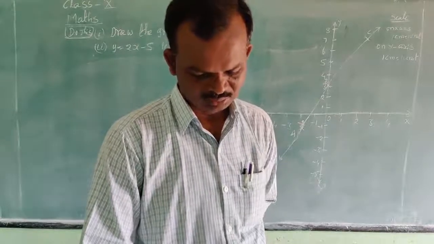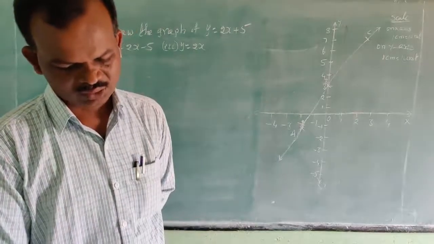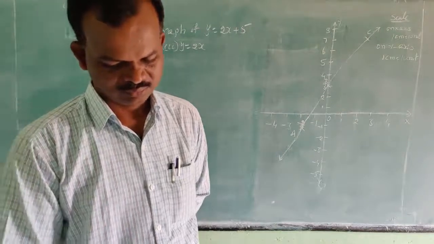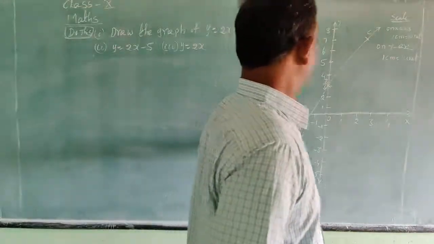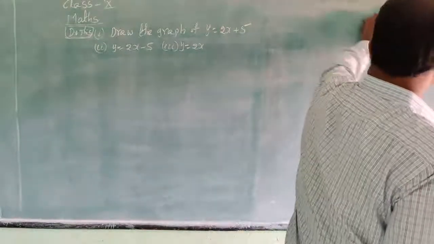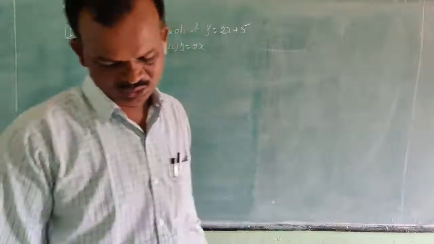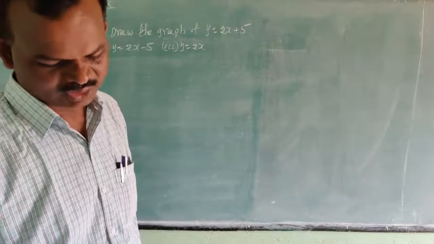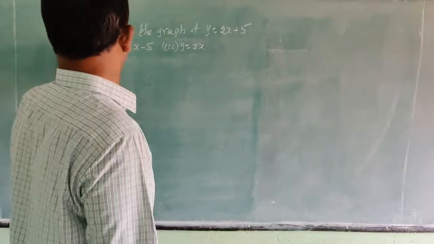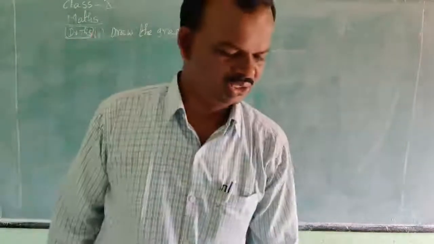Is the x coordinates of this point also the zero of the polynomial. The zero of the polynomial is the x coordinates of these points. First we will take the first one, y is equal to 2x plus 5.